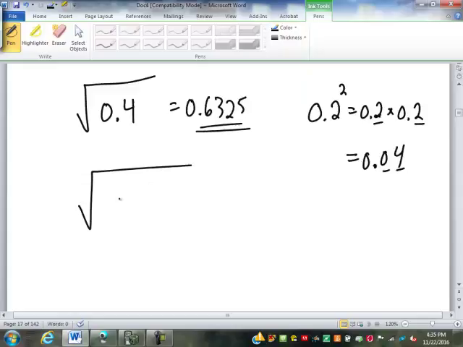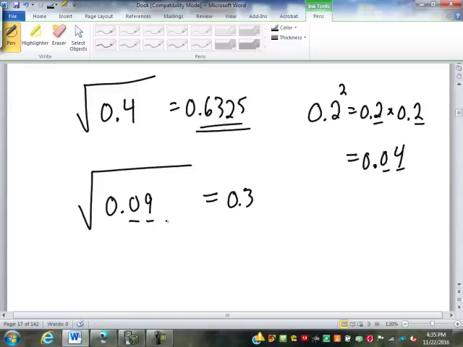So if I look at this, let's say the square root of 0.09. Now 9 is a perfect square just like 4 was. But this one will work out to be 0.3. Why will it work out? Well, how many decimal places does this have?